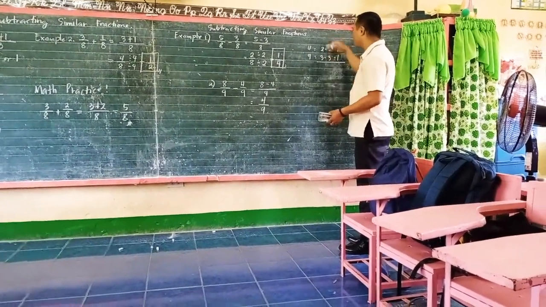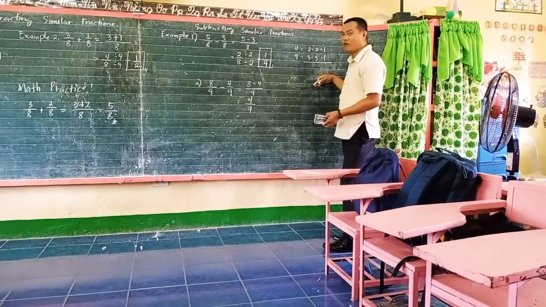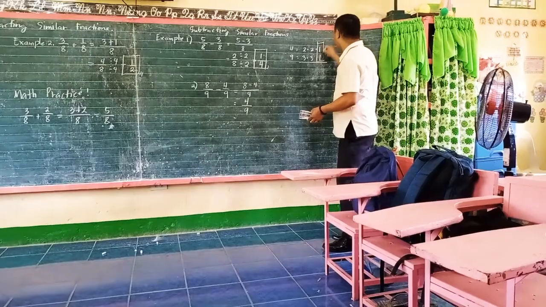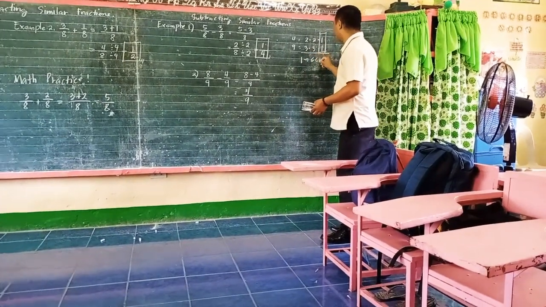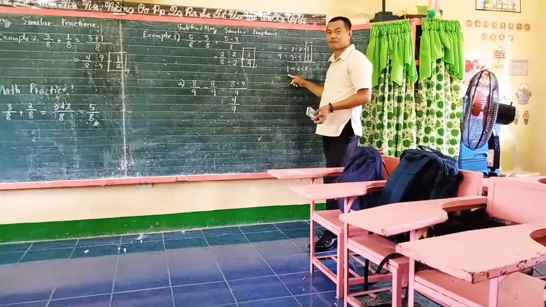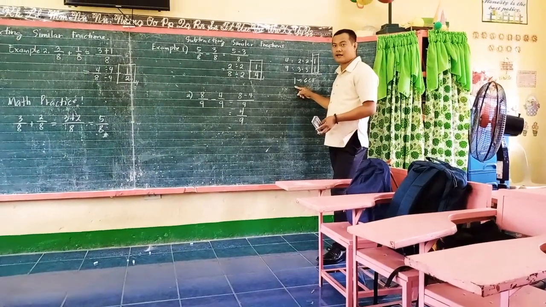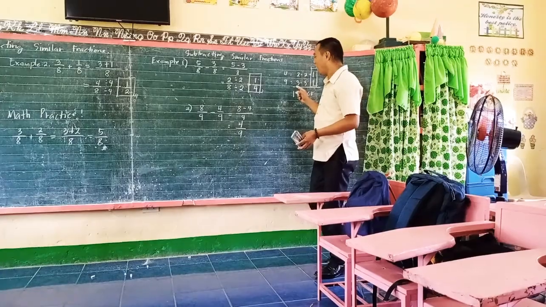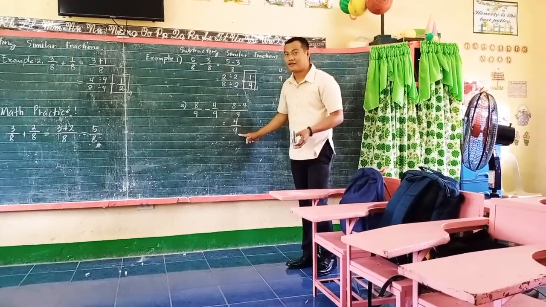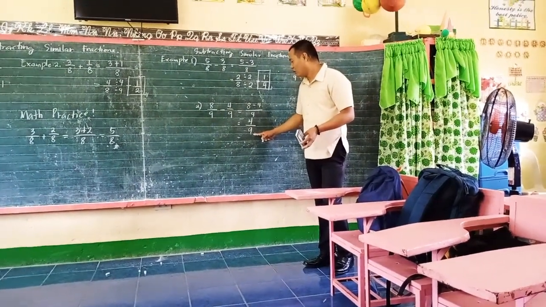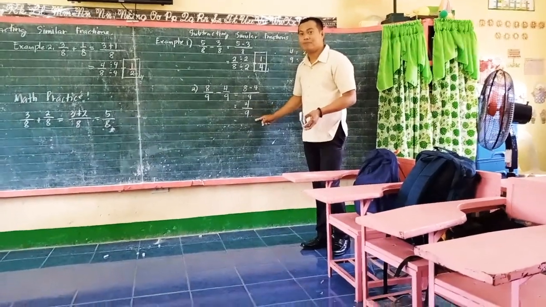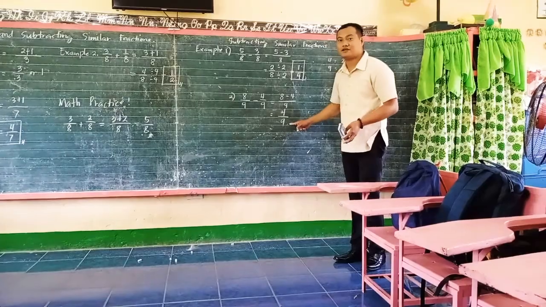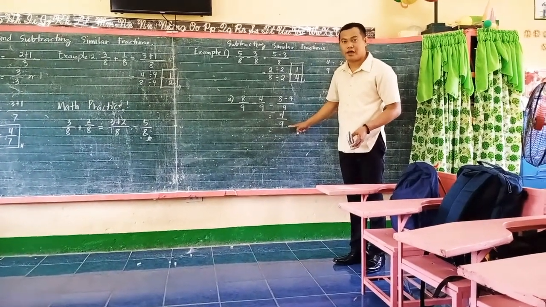Do 4 and 9 have common factors? Exactly, that is 1. Since 1 is the GCF, there's no need for us to get the lowest term or the simplest form, because 4 over 9 is already in its simplest form. Can you follow?